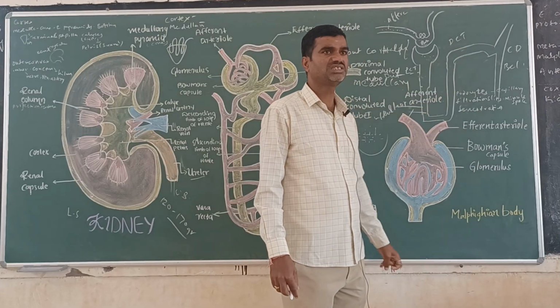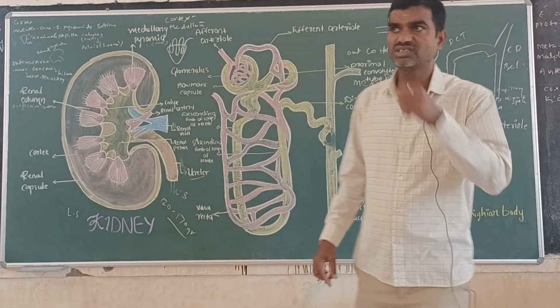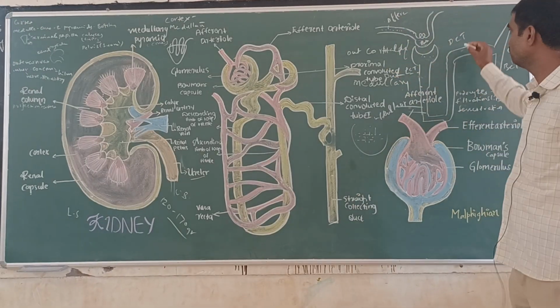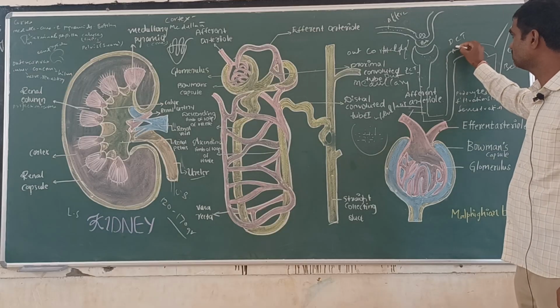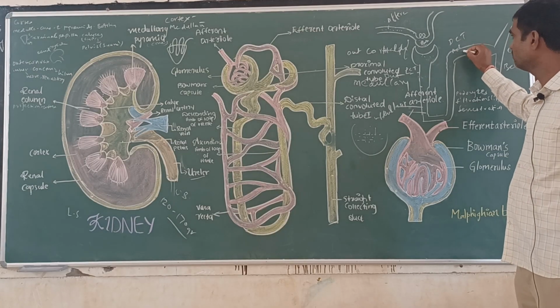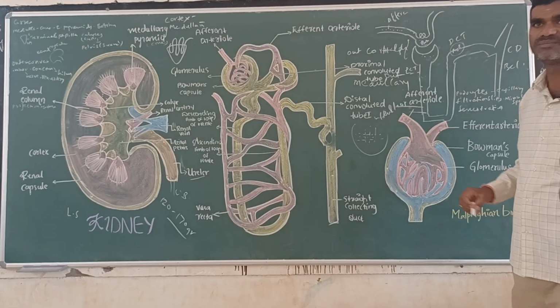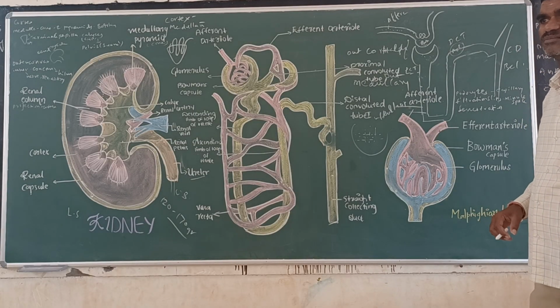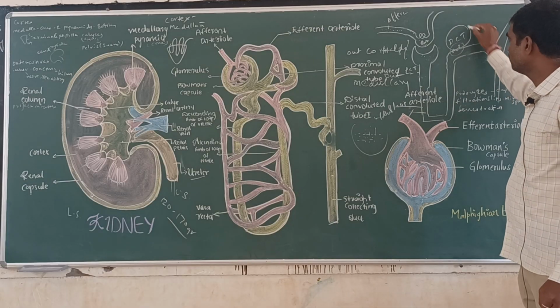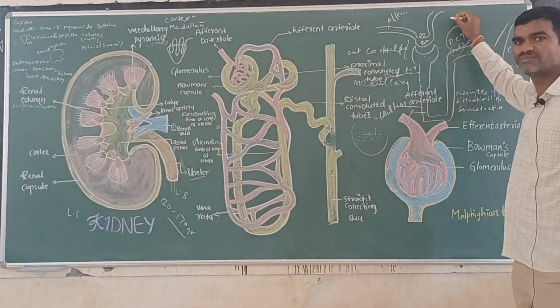That is called the DCT, distal convoluted tubule. What is the distal convoluted tubule? In the distal convoluted tubule, it contains sodium and different types of minerals. Here the cells are reabsorbing again. So one of the important characters is there in the DCT.